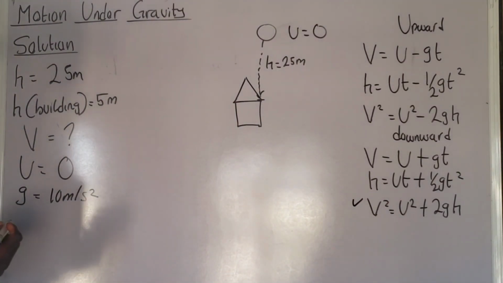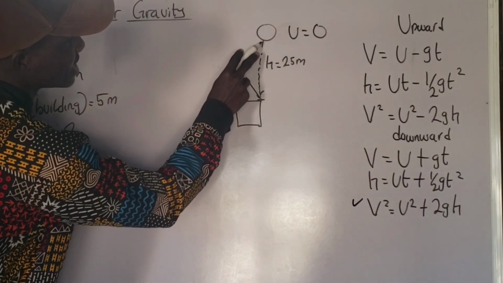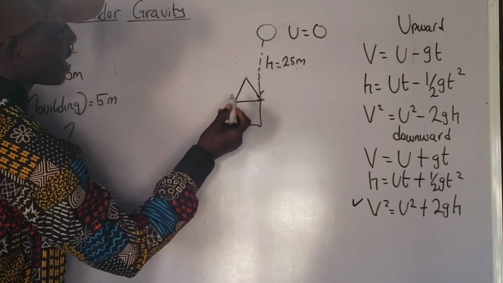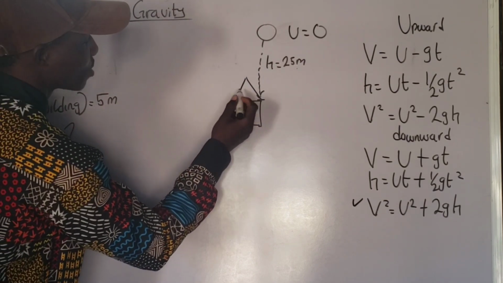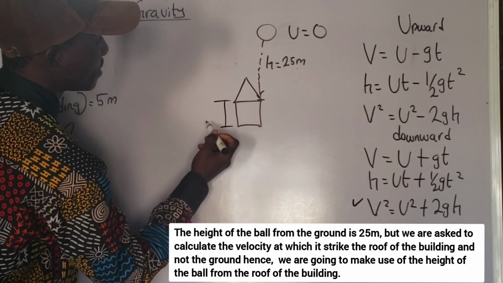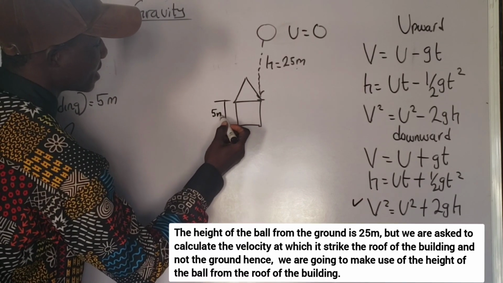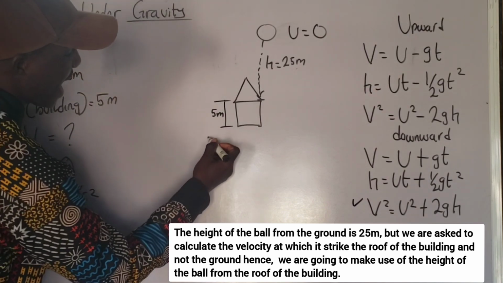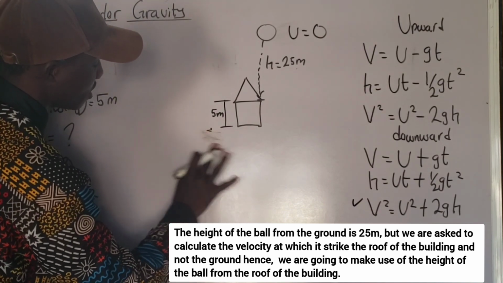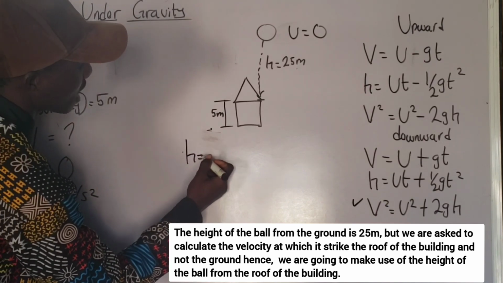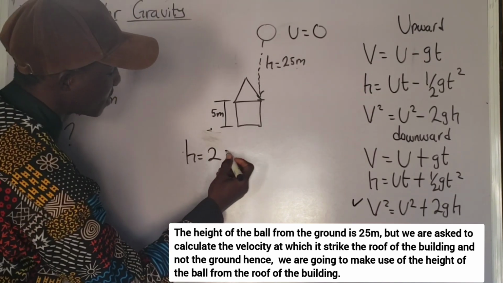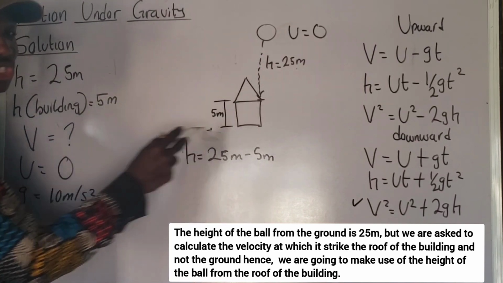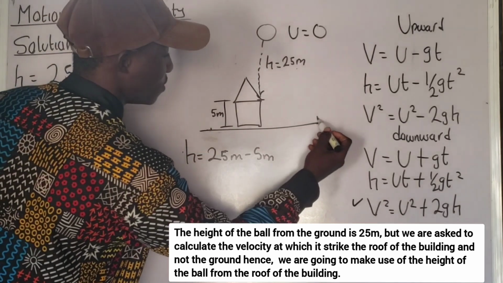Now, before we proceed, you know that the height from which the object falls is 25 meters. We are given that the height of the building is 5 meters. Because the height of the building is 5 meters, the height that I'm going to use to solve this question will be 25 meters minus 5 meters, because the ball does not touch the ground level. This is the ground level.